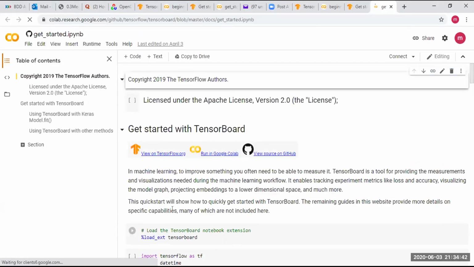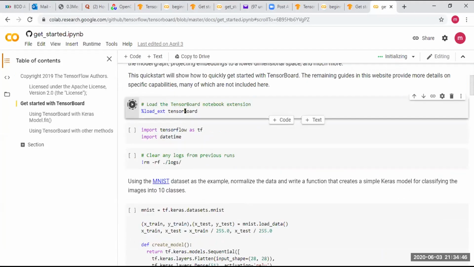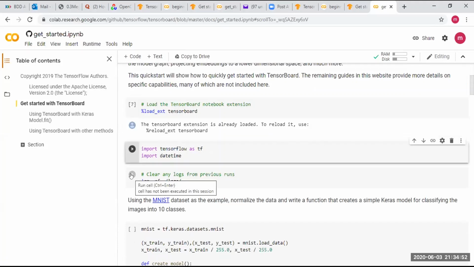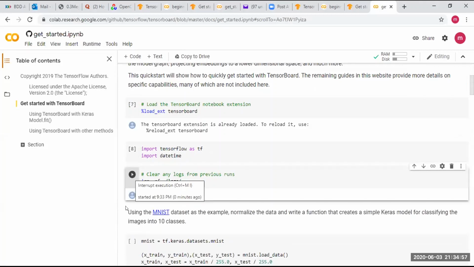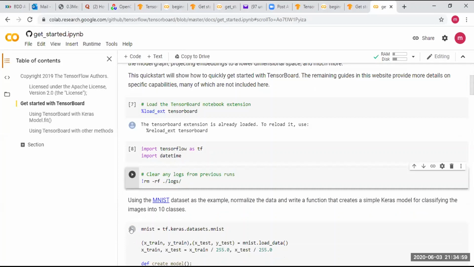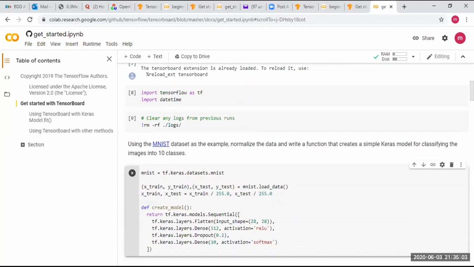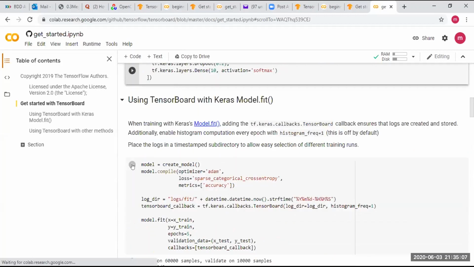In Tensorboard, what we have in here is to load the extension of Tensorboard. Then we have to execute the model just the same way that we had done in the previous page. So this is the same model. We are adding Tensorboard to it. We create our model.